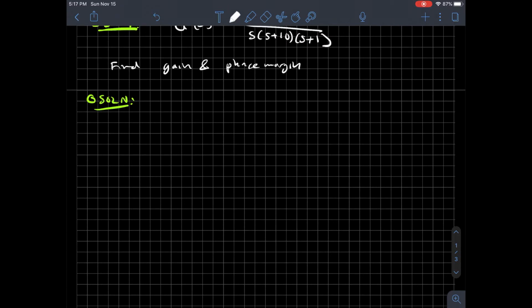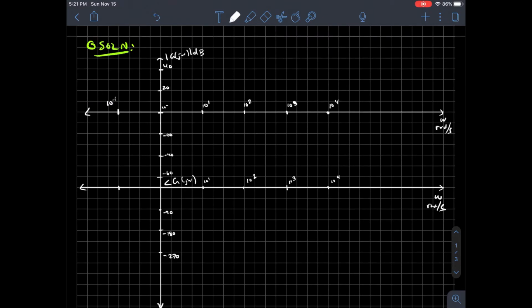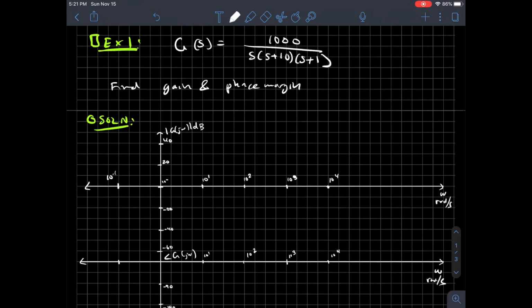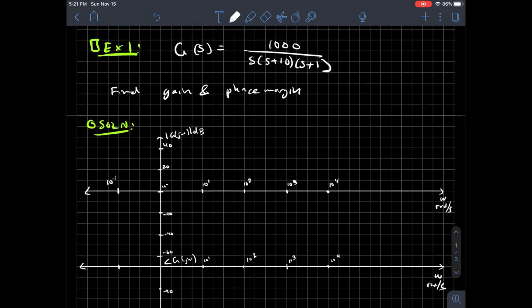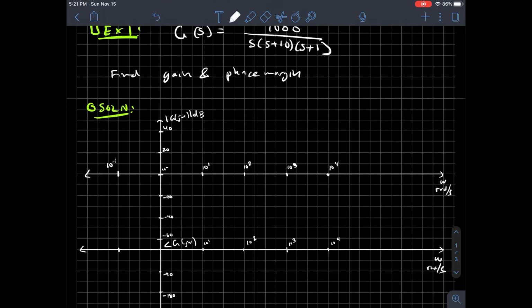So the first thing I should do is identify the fact that I am going to need to make a Bode plot of the system, which is the approximation of the frequency response of the system. Okay, to draw my Bode plot, the first thing I need to do is break my system, which is 1000 over S, S plus 10, S plus 1, down into its component parts.